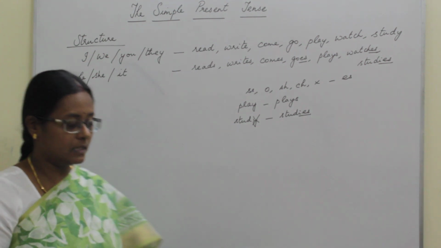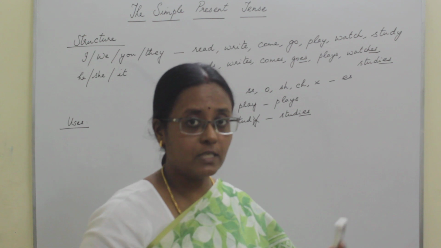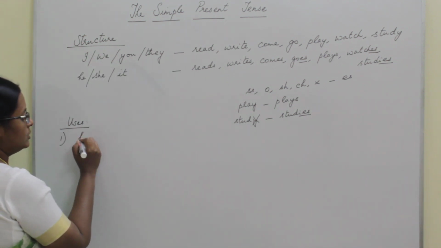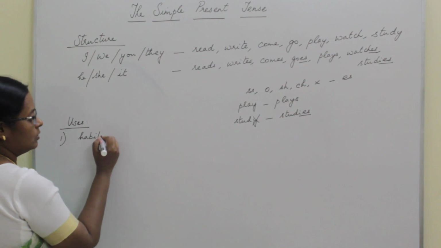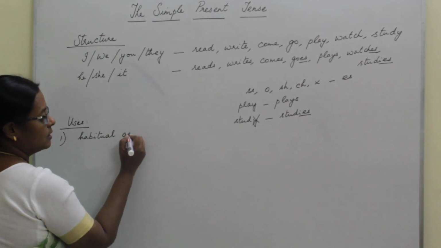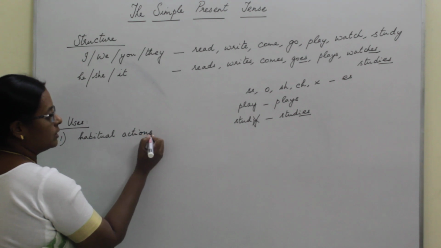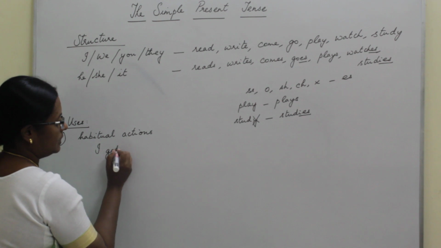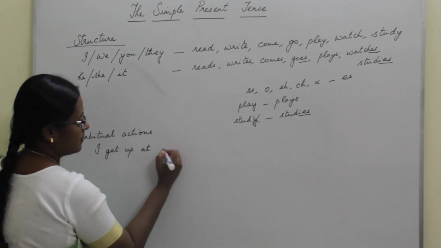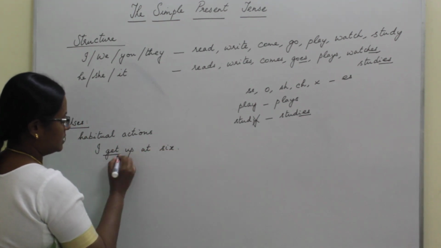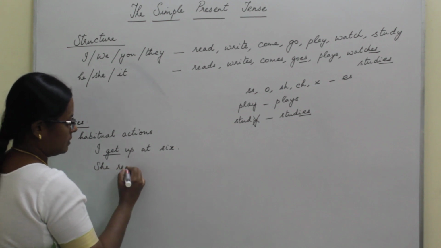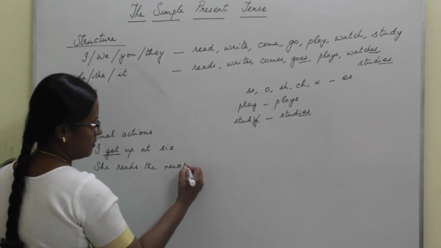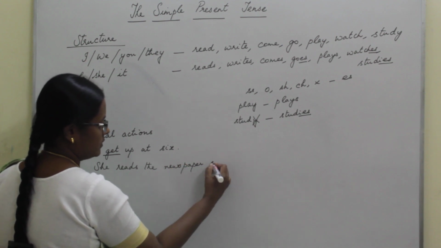The simple present tense has many uses. The first one is used to express habitual actions or regular actions, things which you do on a regular basis. Like for example, I get up at 6. She reads the newspaper every day. So this is something that she does every day.